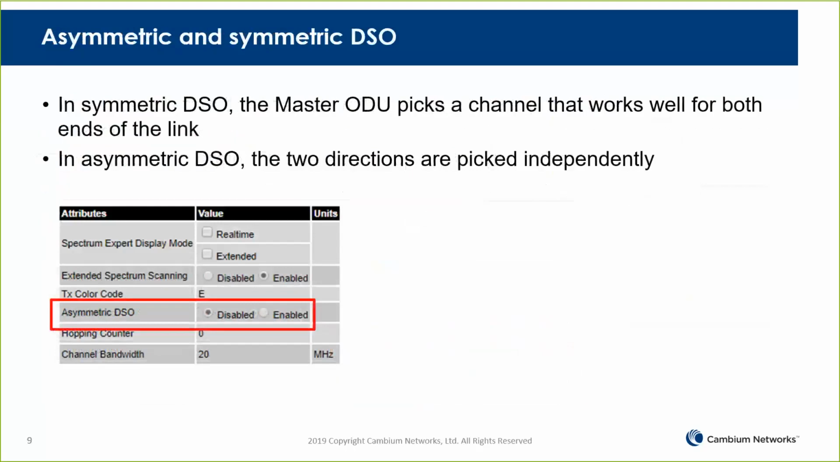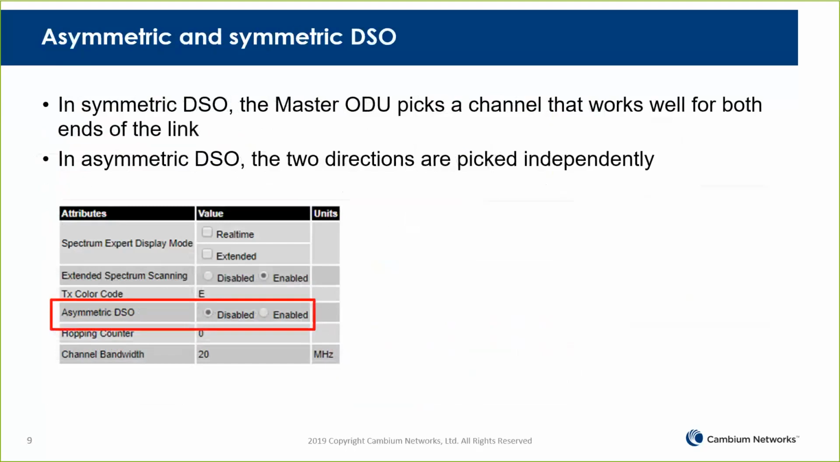We do have an option for asymmetric and symmetric DSO, and slightly cryptic name. I'm not sure I invented this name. In symmetric DSO, the master ODU picks the best channel for master to slave direction and slave to master. It's combining the measurements of the two directions to make what is overall the best or least worst decision.